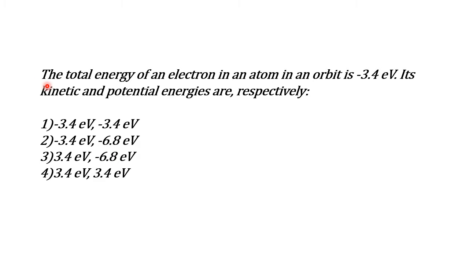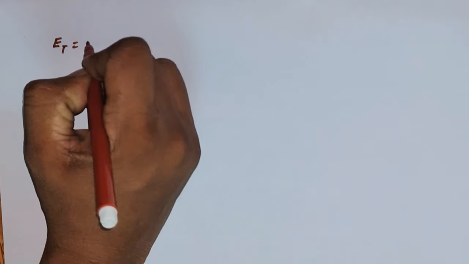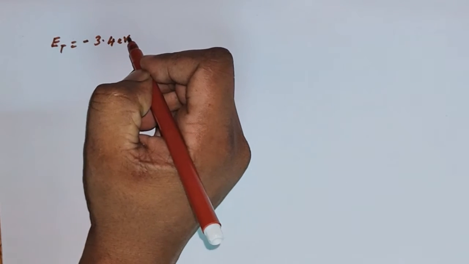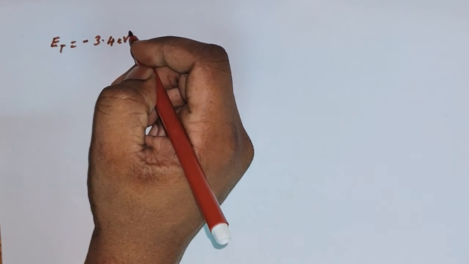Here the question is: the total energy of an electron in an atom in an orbit is minus 3.4 electron volt. Its kinetic and potential energies are respectively, which one of the following is right? That is the thing we are going to discuss. In this question, it is given the total energy E of the electron orbiting in an atom is minus 3.4 electron volt. Its kinetic and potential energy they are asking.